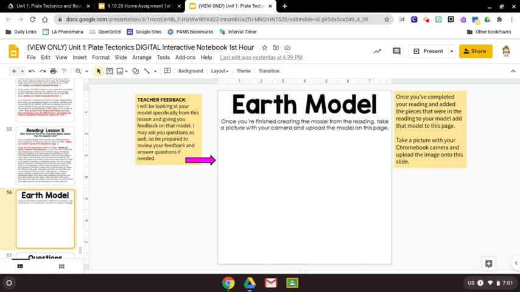Because remember, models require labels, they require explanations. Pretend that you're giving this to someone that doesn't take this class. What all do you need to put on there to help them understand what you just read about in this reading? So this model will be checked for feedback.